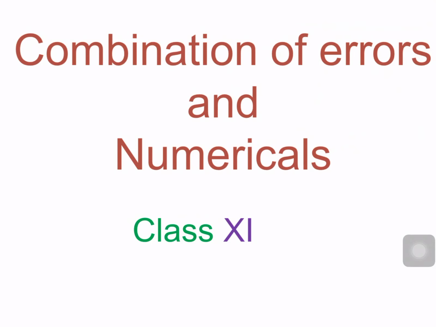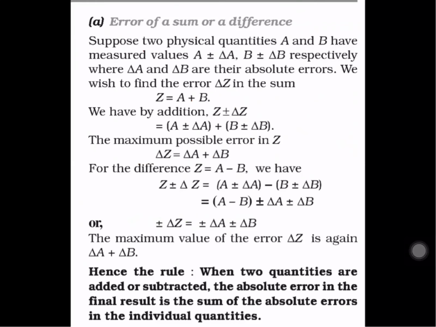Today I am going to discuss combination of errors and numericals. You are already familiar with what combination of errors are. First, there are three things here: one is error of a sum or difference, the second is error of a product or quotient, and the third is error in a quantity raised to a power.